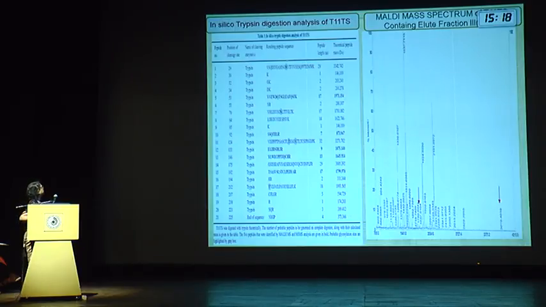In silico, different dimension analysis of this, we get 21 peptide residues of various molecular sizes and weights, and the multi-mass spectrum will be a conglomeration of various small peptides.